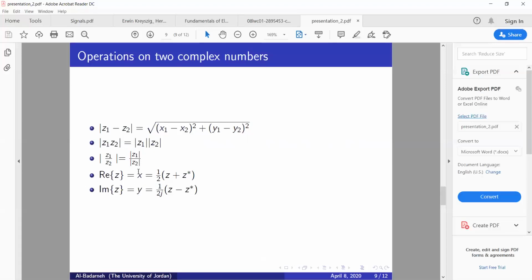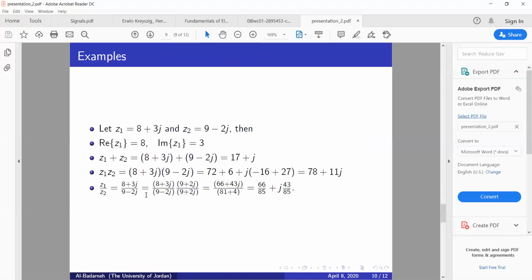The real part of z, which is equivalent, of course, to x, can be expressed in terms of z and z conjugate. So the real part of z is 1/2 multiplied by (z plus z conjugate), and the imaginary part of z, which is y, is equivalent to 1/2j multiplied by (z minus z conjugate). And these two relationships are valid for any complex number z.